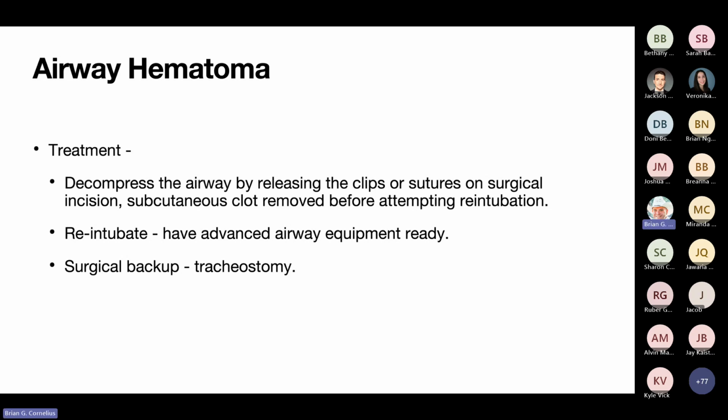The other thing you have to think about, whatever is behind this is bleeding. So what did we just talk about that caused it? It could be a carotid surgery.